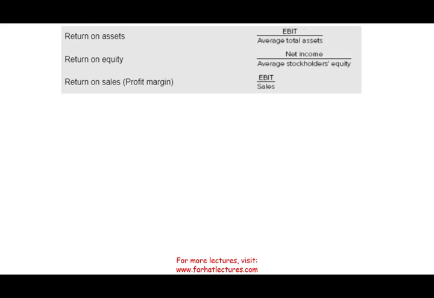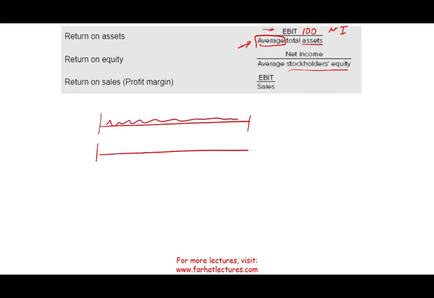So if you generated $100 in EBIT, earnings before interest and taxes, and your average total assets. Now in the denominator, every time we use a balance sheet account like assets or stockholders' equity, we use the average, especially if in the numerator we have an income statement account. EBIT is an income statement item, and remember, an income statement covers a period of time, for example, one year. The balance sheet tells you the numbers at a date. So you're comparing a period of time versus a date.